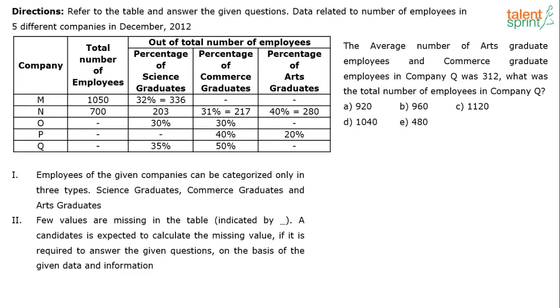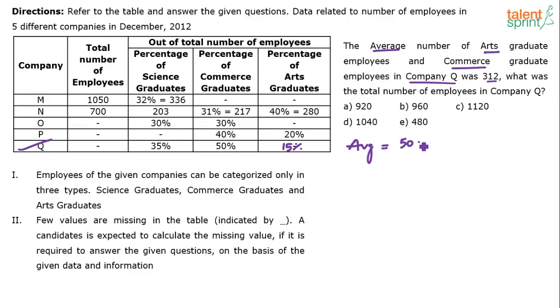Q was 312. So he's talking about arts and commerce from company Q. The average was 312. So company Q here, average of what? Arts and commerce. See, obviously, if this is 35%, this is 50%, this has to be what? 15%. Yes or no? 35 plus 50 is 85. Balance has to be 15%. He says the average of arts and commerce is 312.